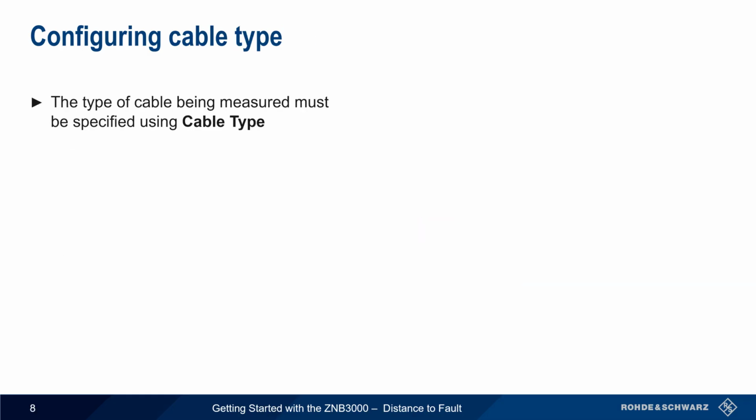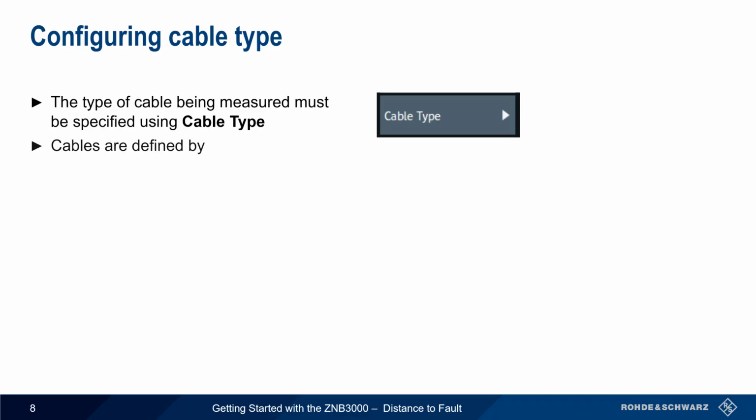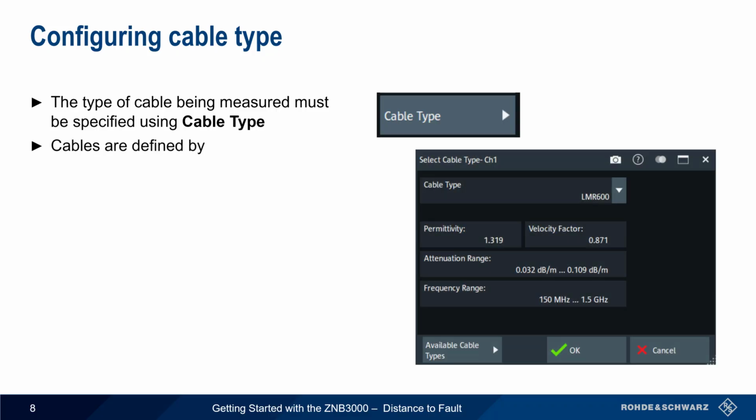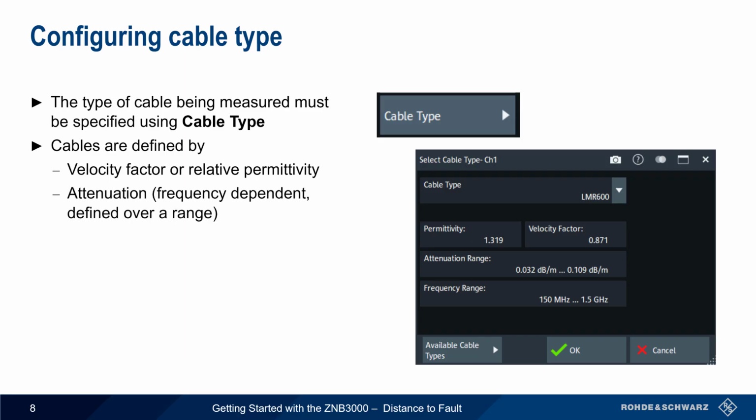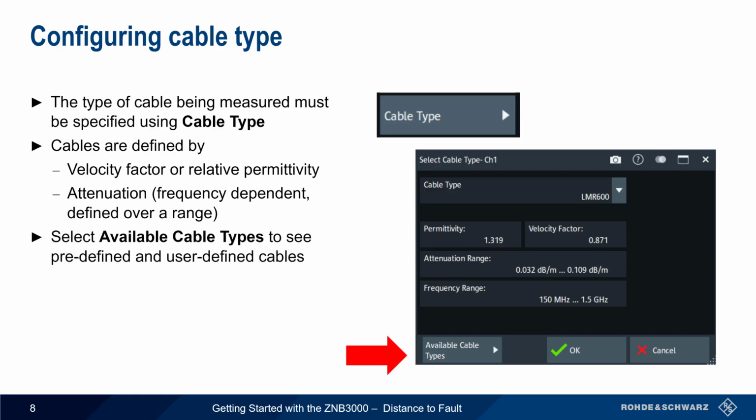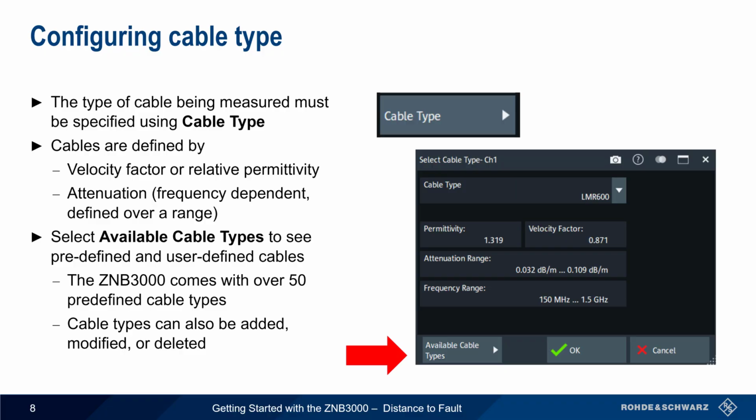The next step is configuring the cable type. Cables are defined by 2 main parameters: their velocity factor or relative permittivity, and their attenuation, which will vary by frequency over a specified range. Available cable types can be used to view both predefined and user-defined cables. The ZNB3000 comes with over 50 predefined cable types, and cable types can be easily added, modified, or deleted. We'll provide an example of how to do this in just a few moments.